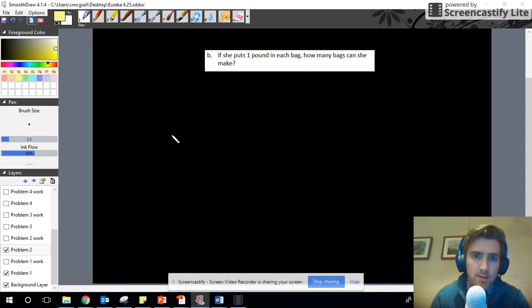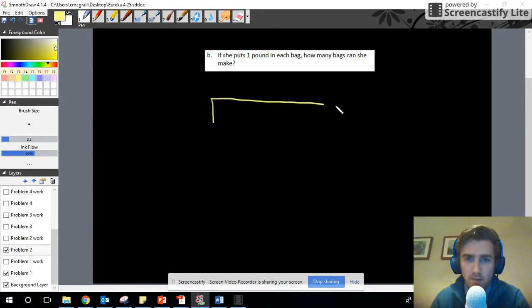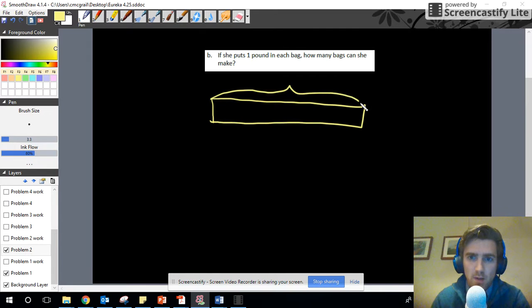Problem 2, she still has 2 pounds. So I'm going to redraw my 2 pound tape diagram. Please do this with me and pause if you need to. This is 2 pounds. And it says now, this is different. She puts 1 pound in each bag. So I know that inside 2 pounds, I've got this line here, and here's 1, and here's 1. So I can visually see that she's actually putting this into 2 different bags.